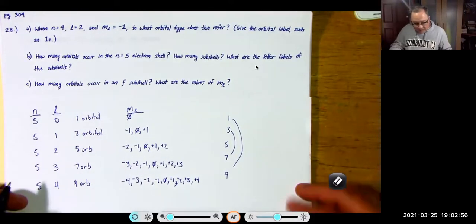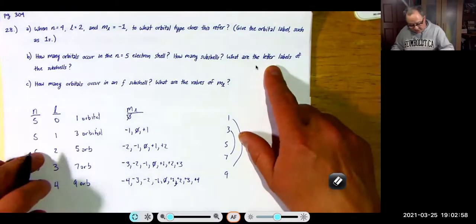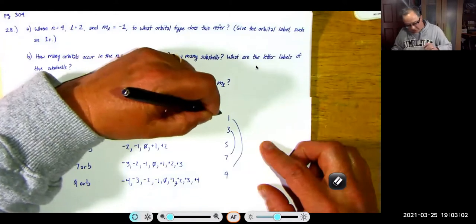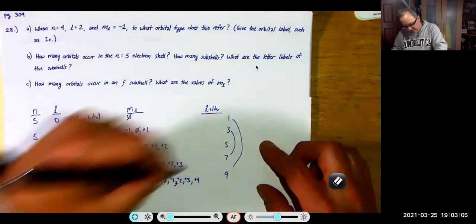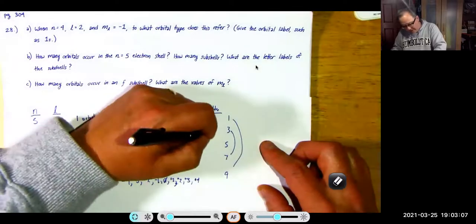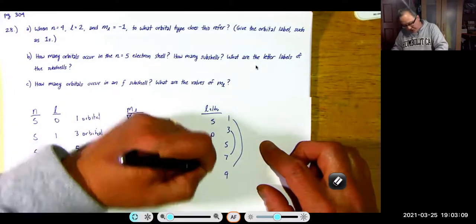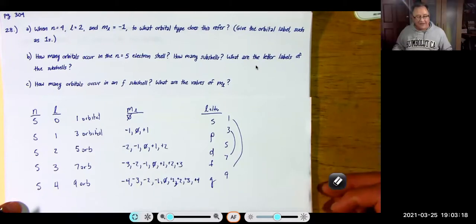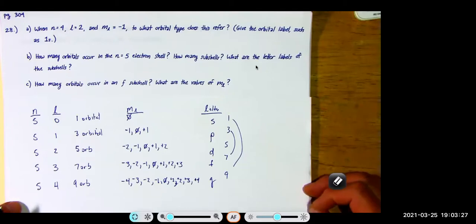Okay, what are the letter labels of the subshells? So here, the letter is going to be for 0. What is it? S, P, D, F, and then G. Mm-hmm. So all you have to memorize is SPDF. Then from there you just go alphabetically. Right, and you're going to have to learn the order of the letters in the alphabet. That's going to be the hardest part for me.